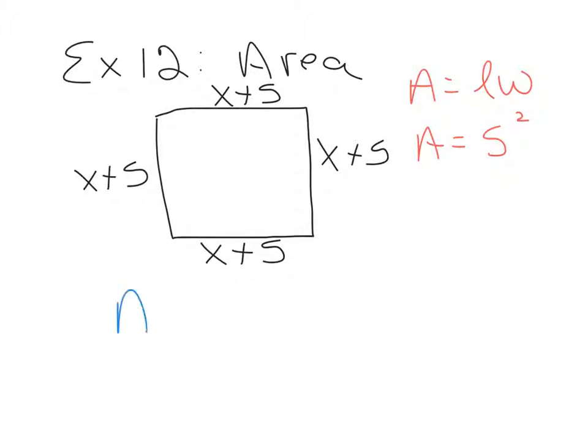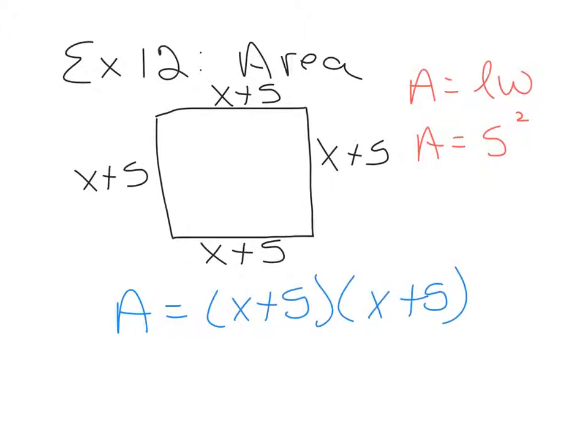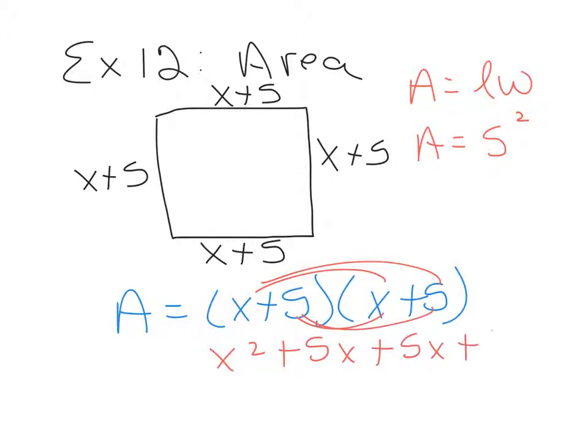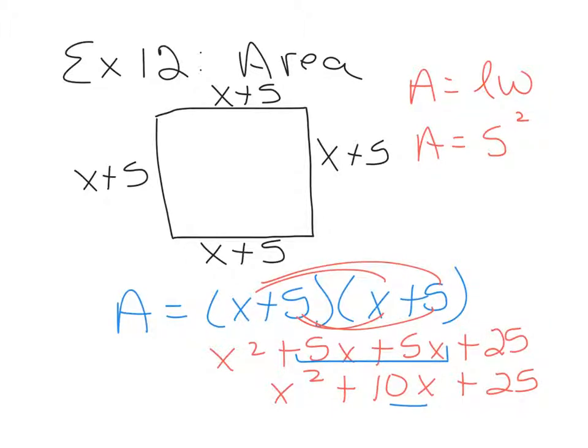So the area of this square will be x plus 5, the length, times the width, x plus 5. And again, that's going to be distribute: x squared plus 5x plus 5x plus 25. Combine the like terms in the middle. We get x squared plus 10x plus 25 because 5x plus 5x makes 10x.